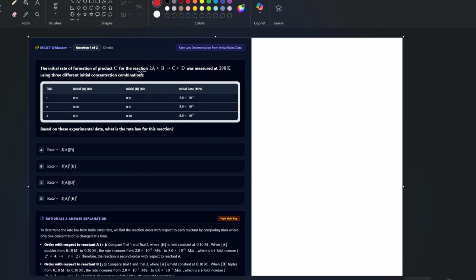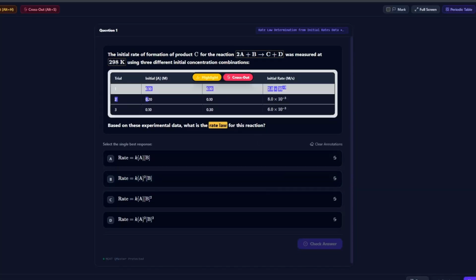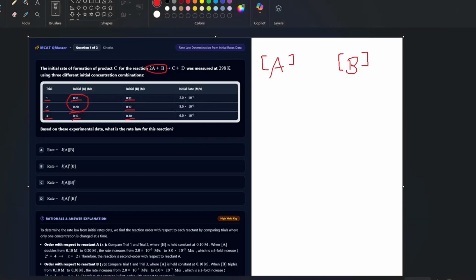So what you're going to do is look for a constant. So here in trial 1, we have these constants. And then here in trial 2, we have these. And here in trial 3, we have these. Right? So we want to find the order for A and we want to find it for B. Because that's what we have here. And so we want to know the rate. So in this scenario, we have a constant for A and then B. So we could do the difference here to find the order of A. So to be able to do that, you need to calculate the difference. And that will give you that.